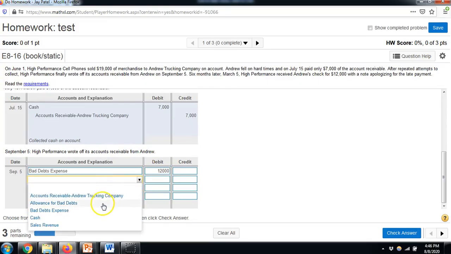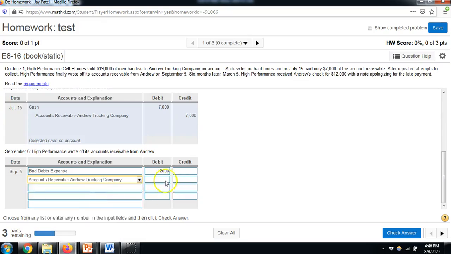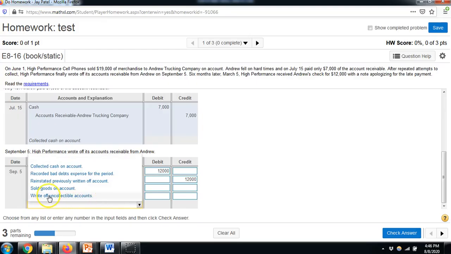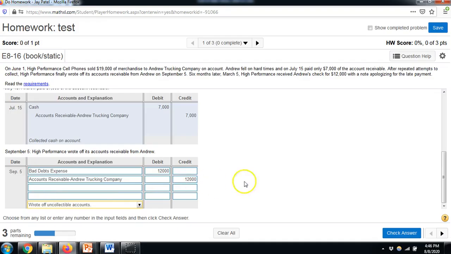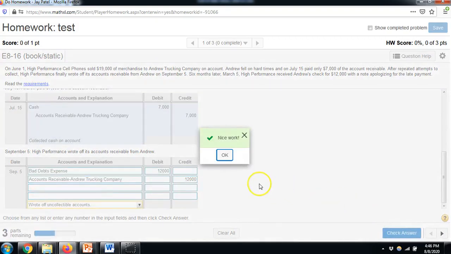And we're basically saying that Andrew Trucking Company is not going to pay us this $12,000. We no longer want to have the account receivable on our balance sheet, so we're going to have to remove it by crediting this account receivable by $12,000. So we're going to put our memo as wrote off uncollectible amount. Okay.